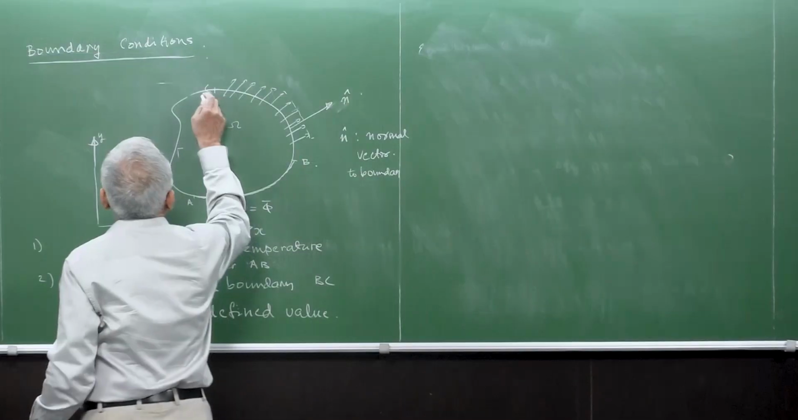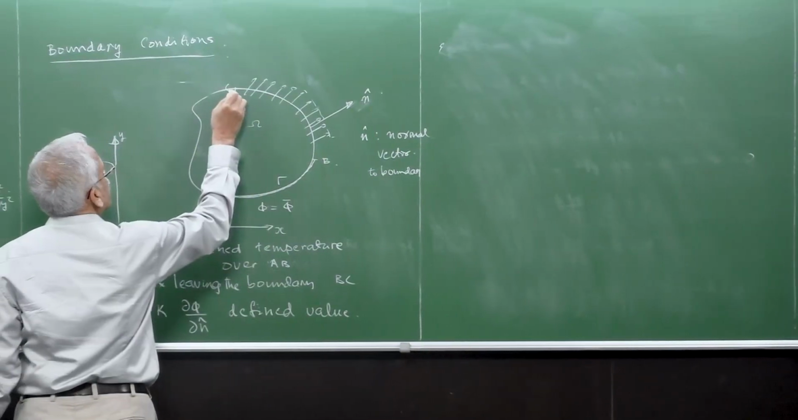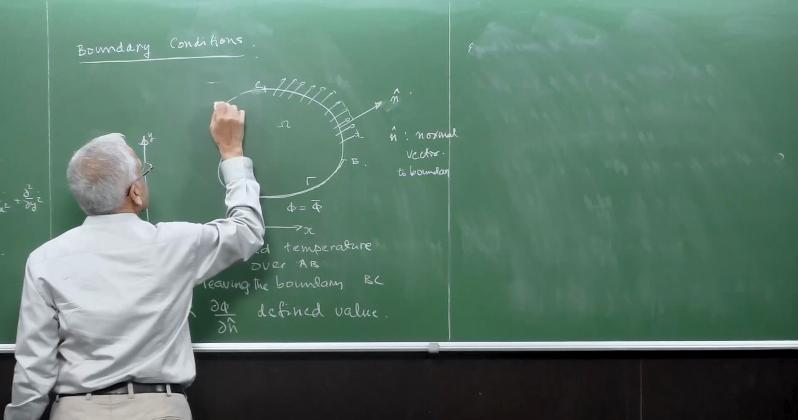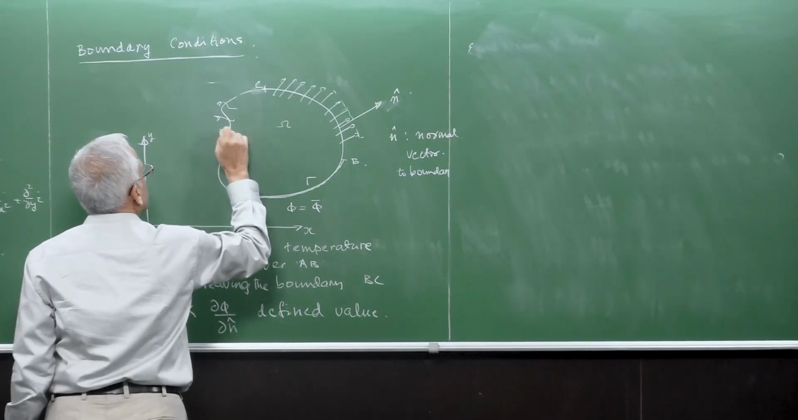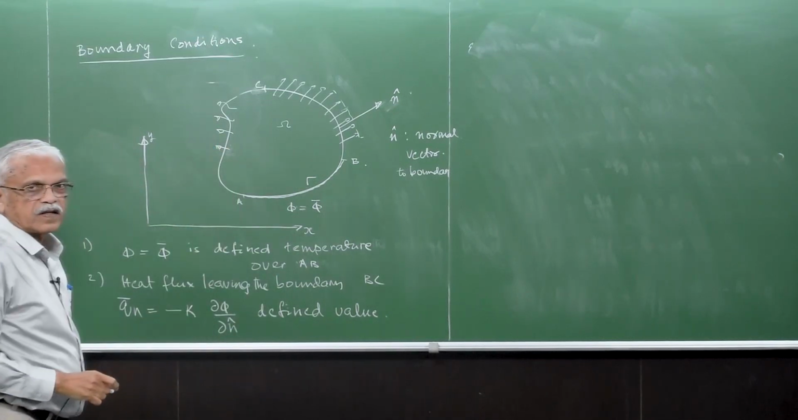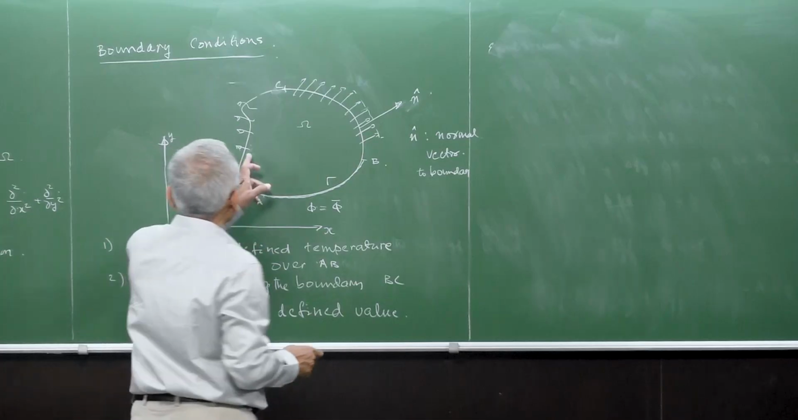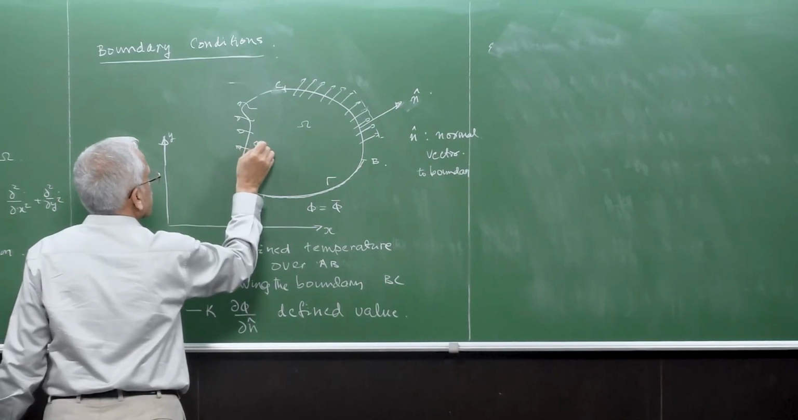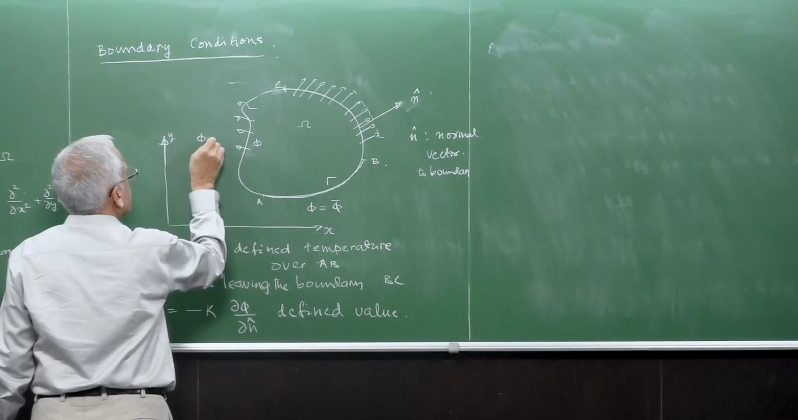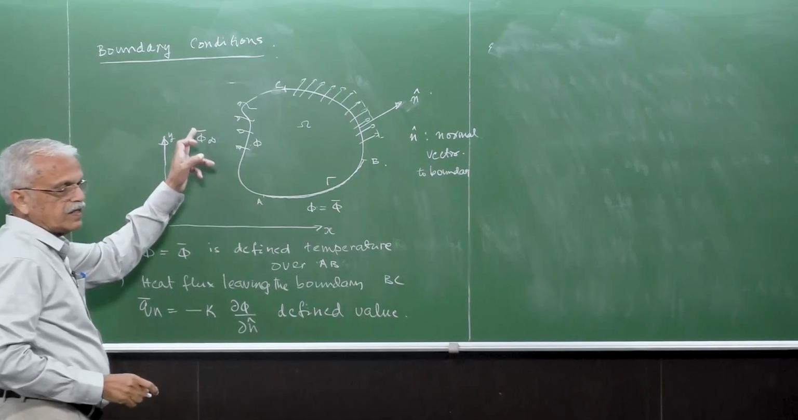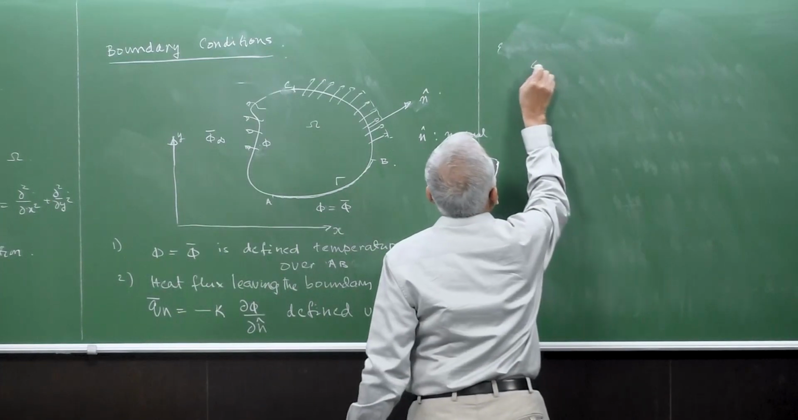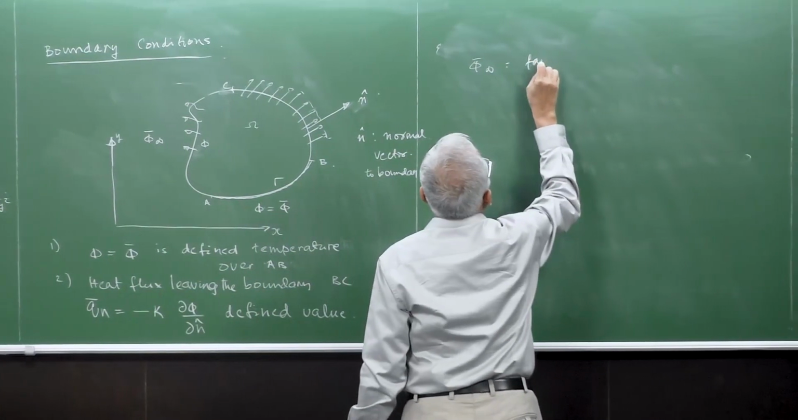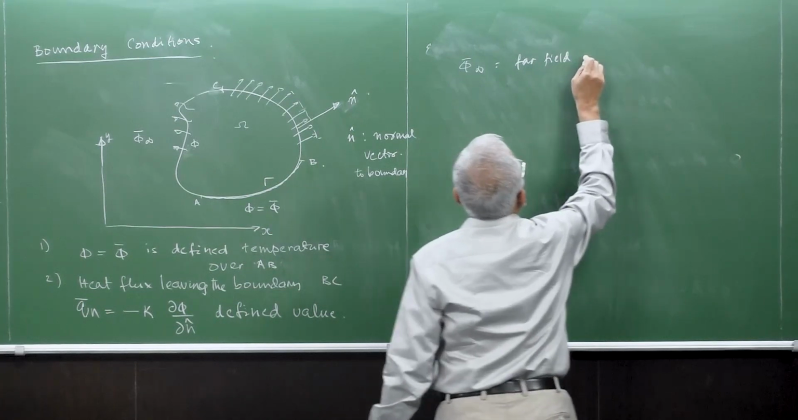Interestingly, there is one more boundary condition, on the third part, C to A. Again here also heat is leaving the boundary, but heat is leaving because there is a temperature phi here and a phi infinity, which is a far field temperature.